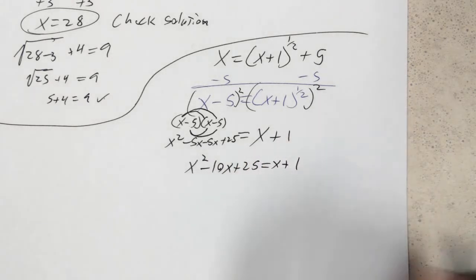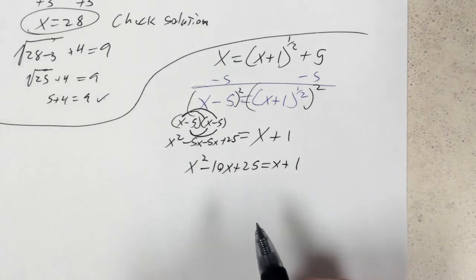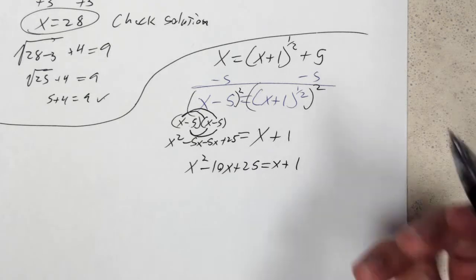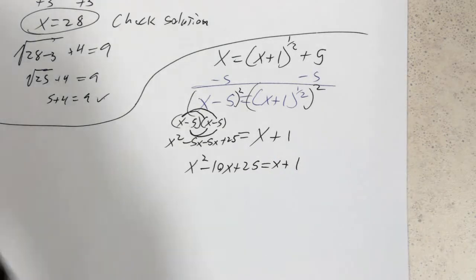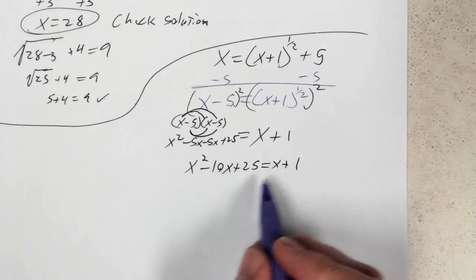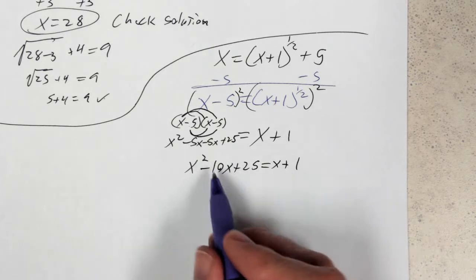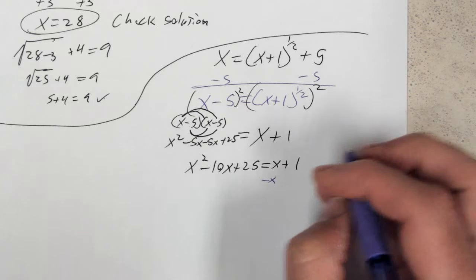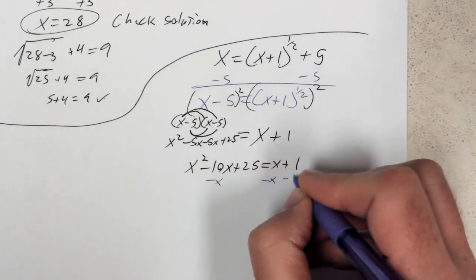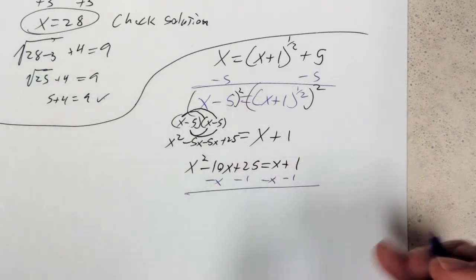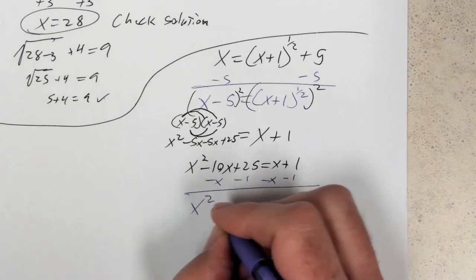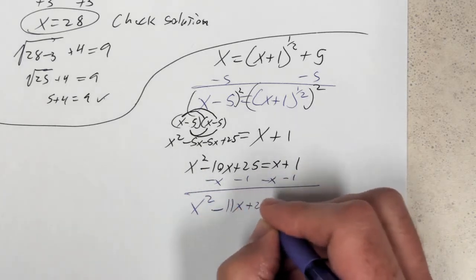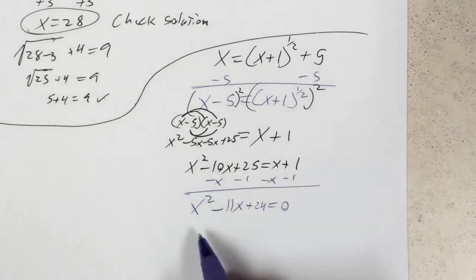And so the next step was solve for x. So how do we solve given this? It's quadratic, and so we need to move these two pieces over here and set it equal to 0. So minus x, minus 1, minus 1. So x squared minus 11x plus 24 is equal to 0.